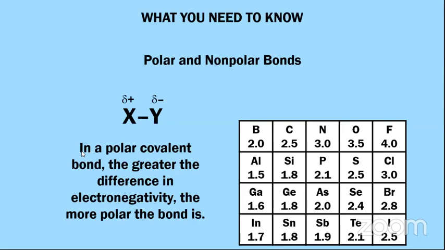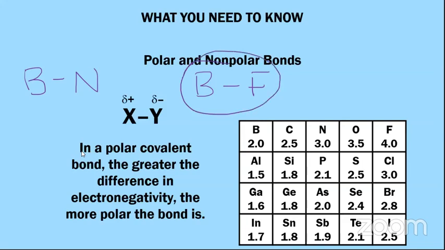So for example, if I gave you, let's say, boron bonded to nitrogen, and let's say boron bonded to fluorine, you could decide that of the two bonds, the boron-fluorine bond would be more polar because of a greater difference in electronegativity, not because you had those numbers in front of you, but simply because they were farther apart from each other on the periodic table. There'd be a greater difference. So the BF, the boron-fluorine bond, would be more polar.